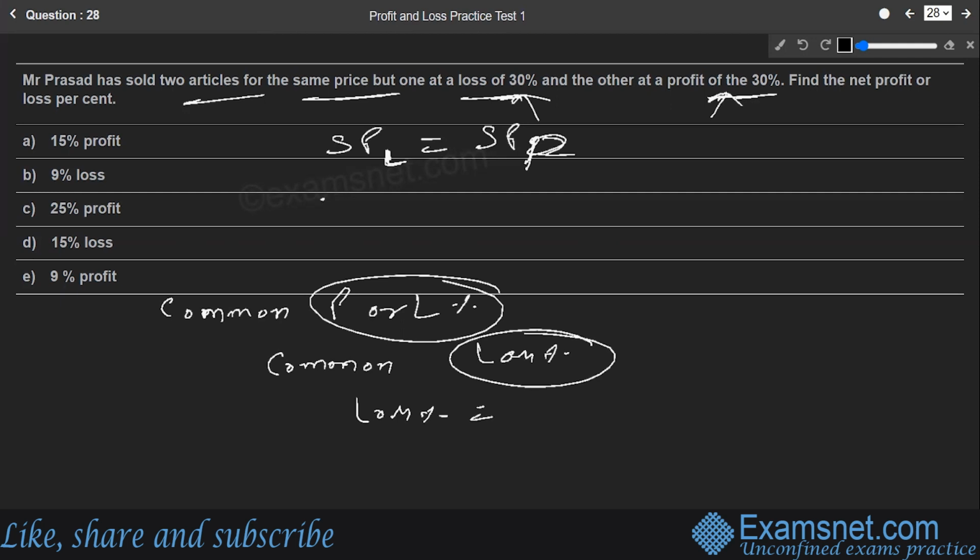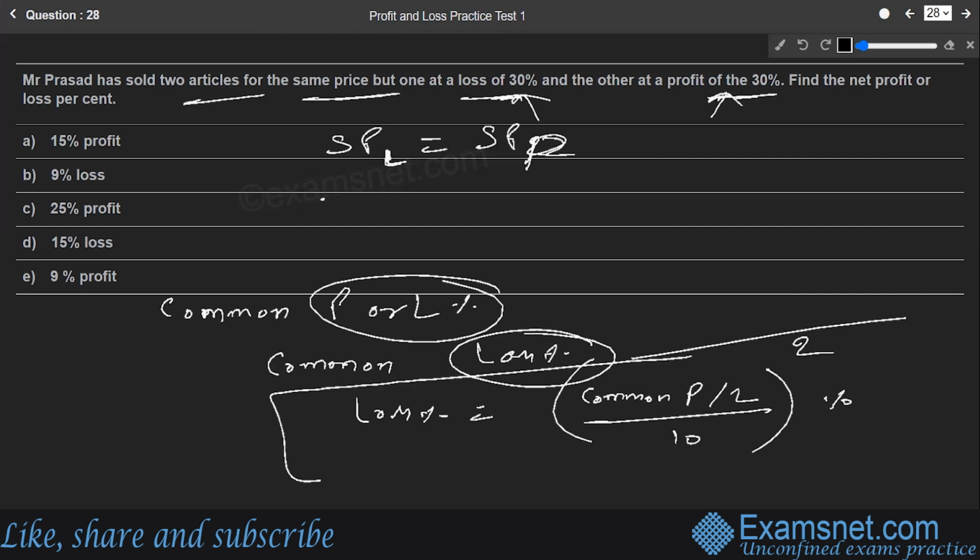We can use a direct formula for finding out such a loss. It is the common profit or loss divided by 10, whole squared, percent. There occurs a loss in such cases every time when the selling price is the same and the profit and loss percent is also the same. You always suffer a loss of how much percent? This is the formula given. It is common profit or loss divided by 10, whole squared, percent.